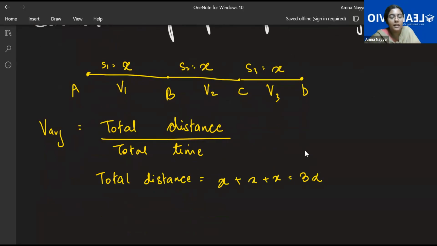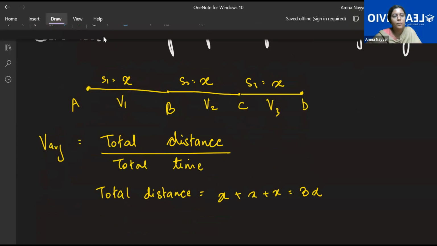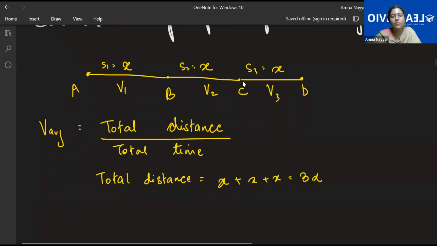Now look, Nabiha, the quantity which is missing is time. You have the speed, you have the distance for each part, but you don't have the time. So again, we'll use the formula of speed. Mariam, do you remember what's the formula of speed? Speed is equal to distance by time. Very good.